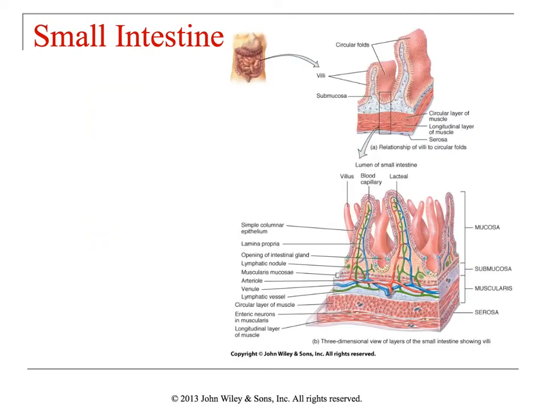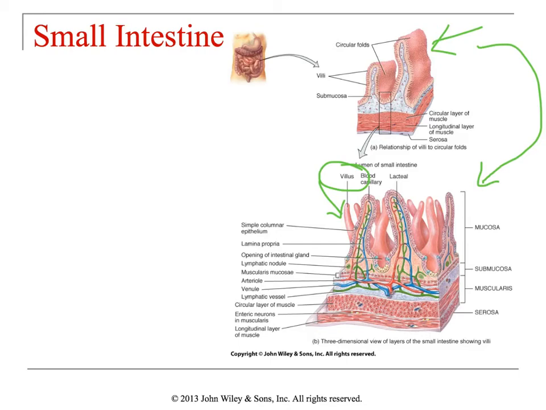Now, on those circular folds, here's the image of the circular folds. If you look at the circular folds, what you're going to find are all these little fingers. The little fingers are actually called villus, or villi is plural. Those little fingers are making tons and tons of surface area so that you can absorb the food as it's going through your small intestines.